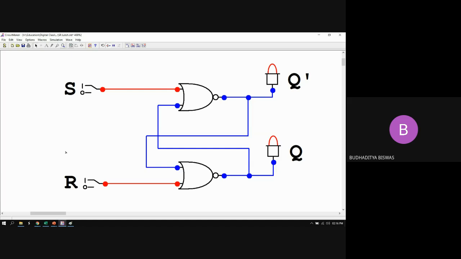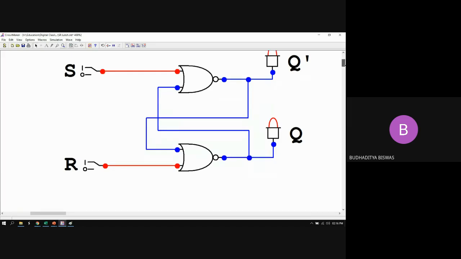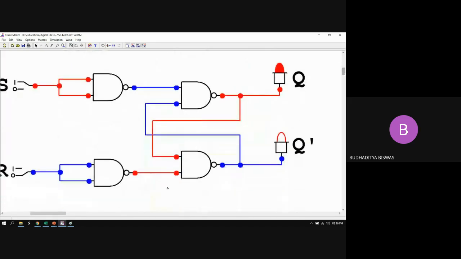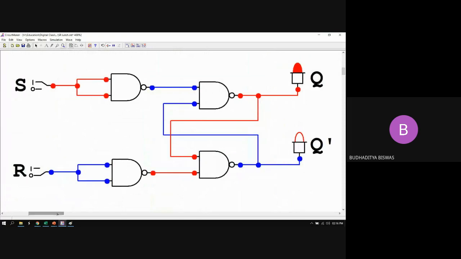Okay. Come to this another circuit. This is the same circuit. Now S equal to 1, R equal to 0. What is the state of the circuit? Set state. Very good. Now if both are connected to 0, you see it is holding the same state.